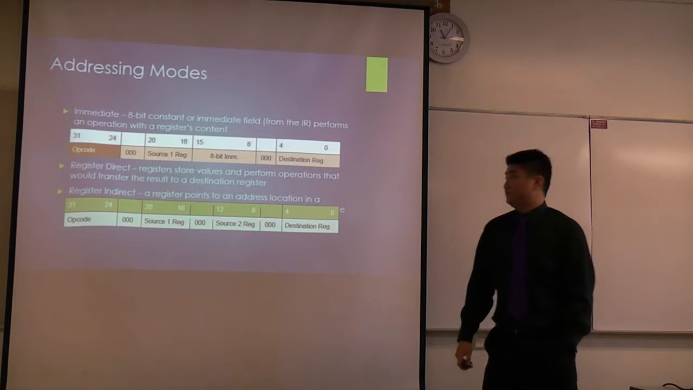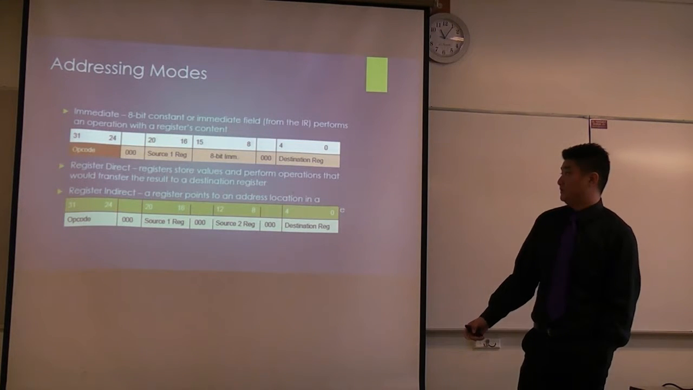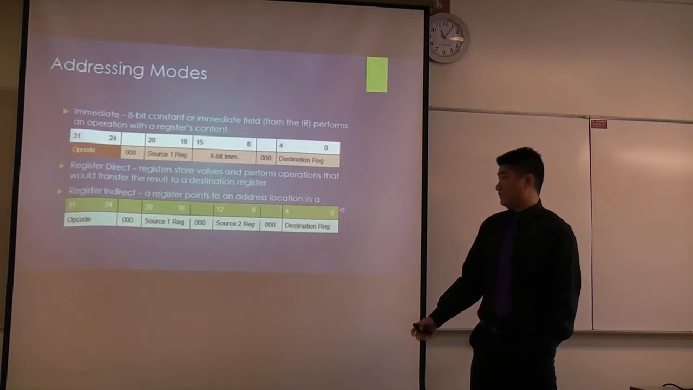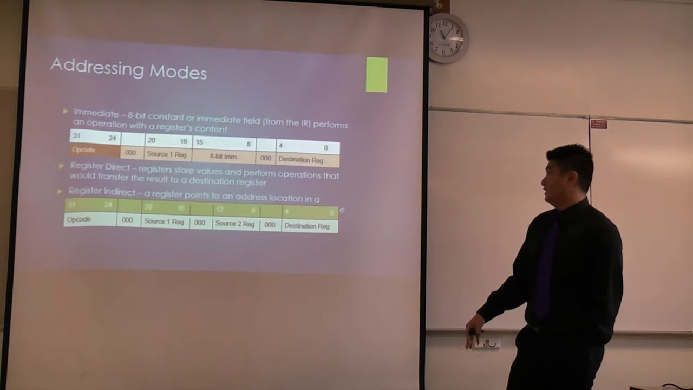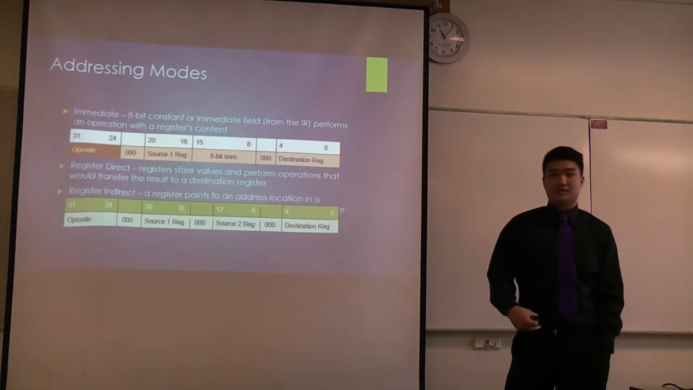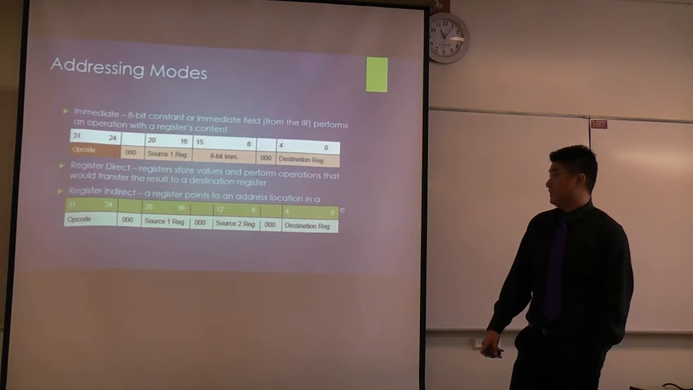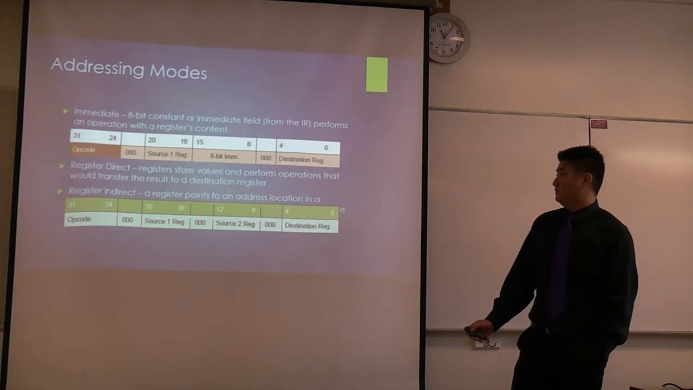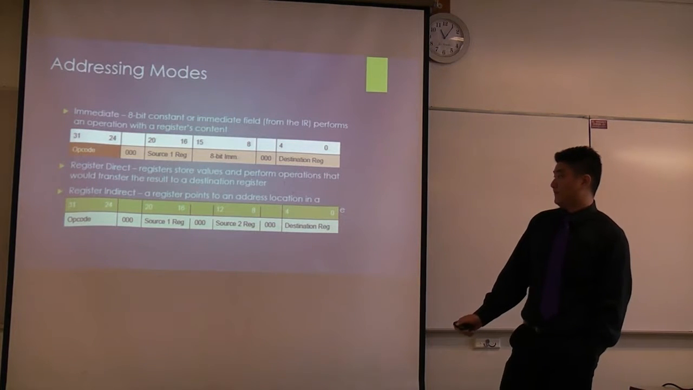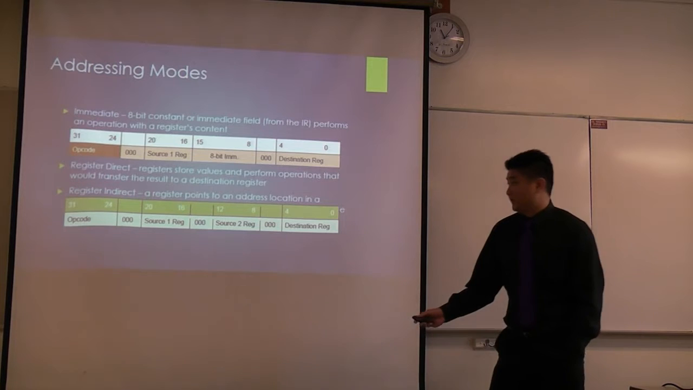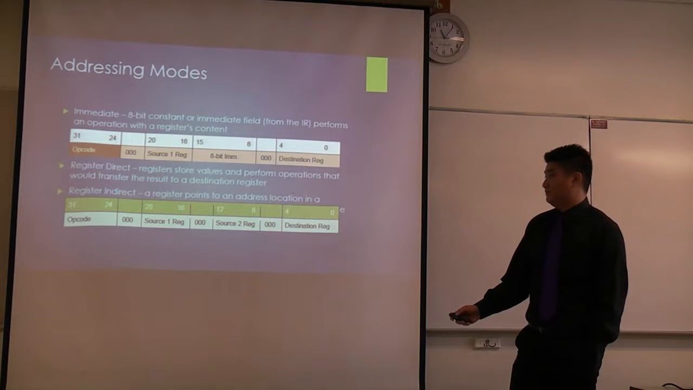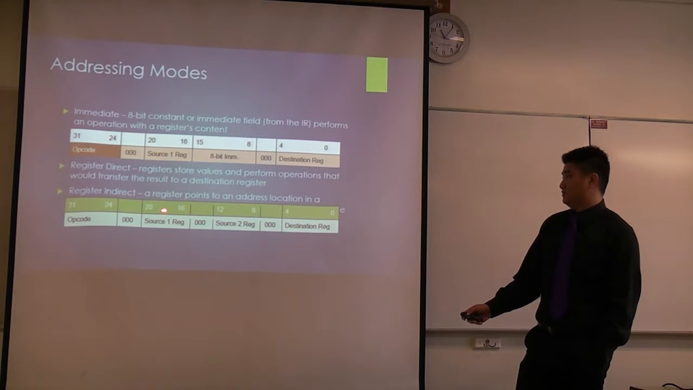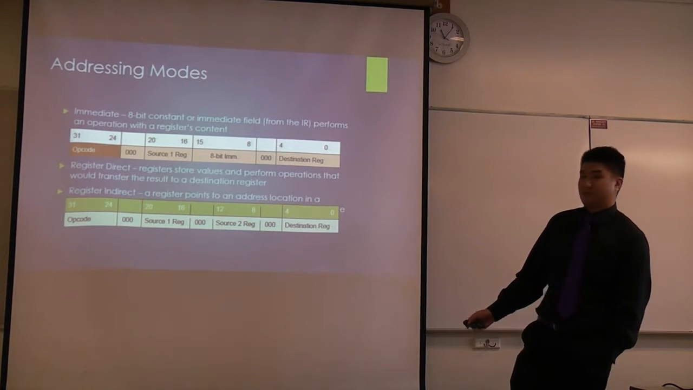And then for the addressing modes, there's immediate addressing, where the 8-bit constant or immediate field from the instruction register performs an operation with the register's contents. And there's the opcode, the source one, the 8-bit immediate, and then the destination register. There's also register direct and register indirect, which have the same setup with the opcode, the source one register, source two, and the destination register.